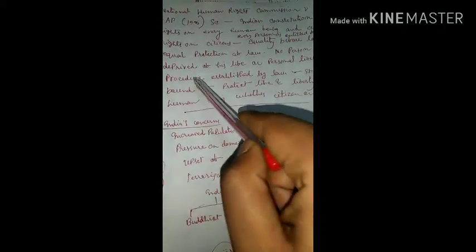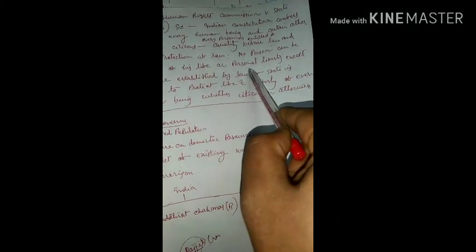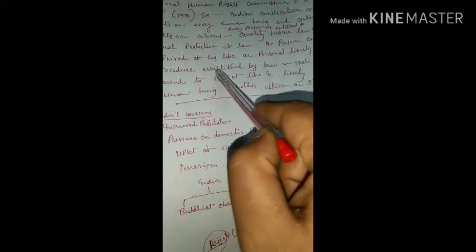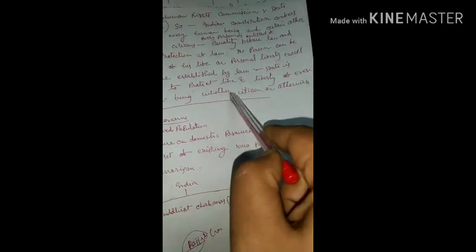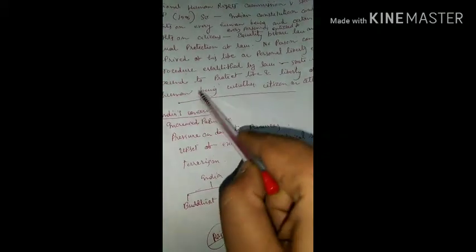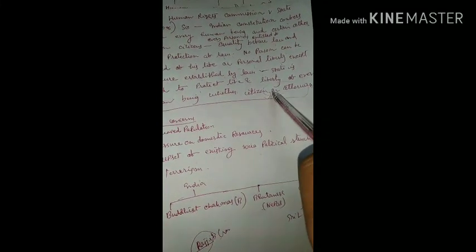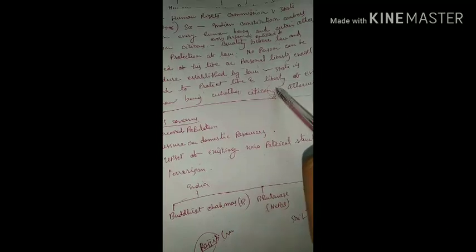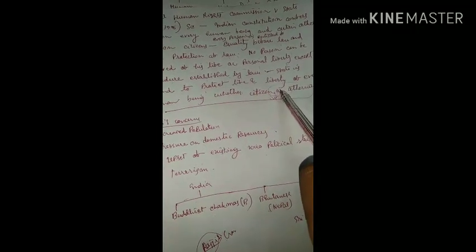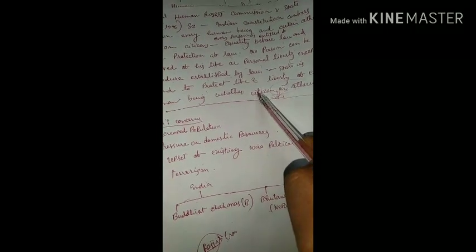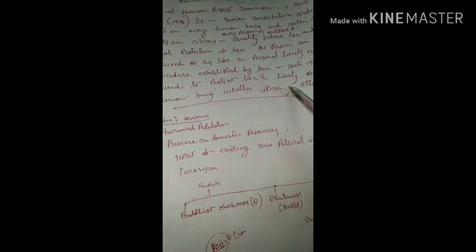No person can be deprived of his life or personal liberty except by procedure established by law. The State is bound to protect the life and liberty of every human being, whether citizen or otherwise. So even the Supreme Court's guidelines say that India should protect everyone on a humanitarian basis and legal basis, whether he is a citizen or not.